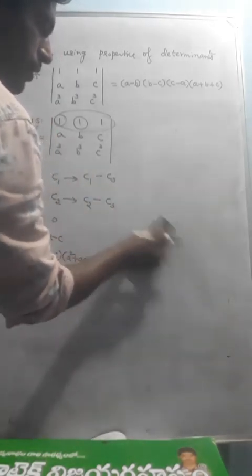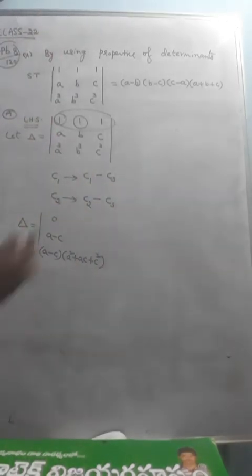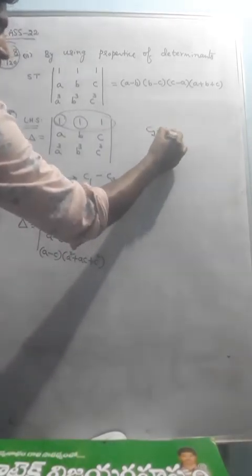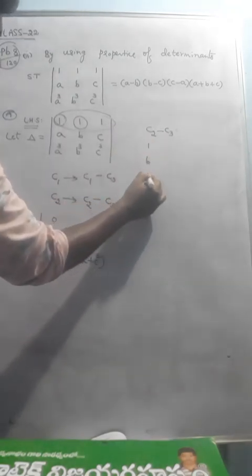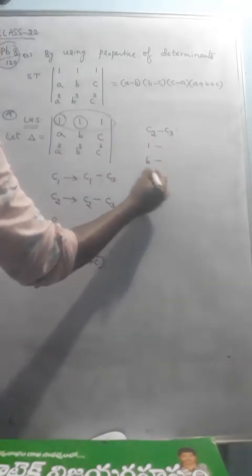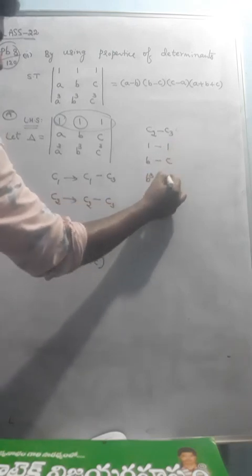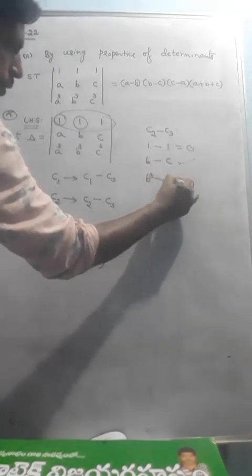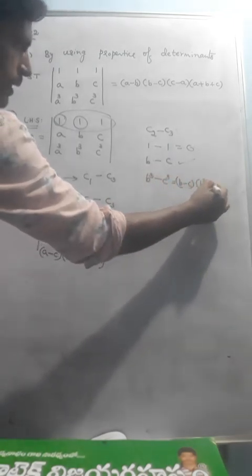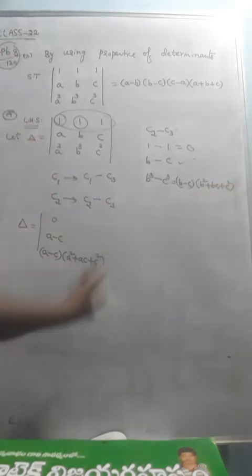So C1 is over. Next, C2. I want C2 minus C3, C2 minus C3. What are the C2 elements? 1, B cube. So minus, minus, minus. The C3 value is 1, C cube. 1 minus 1 means 0. This is B minus C, same as it is. B cube minus C cube means B minus C into B square plus BC plus C square.